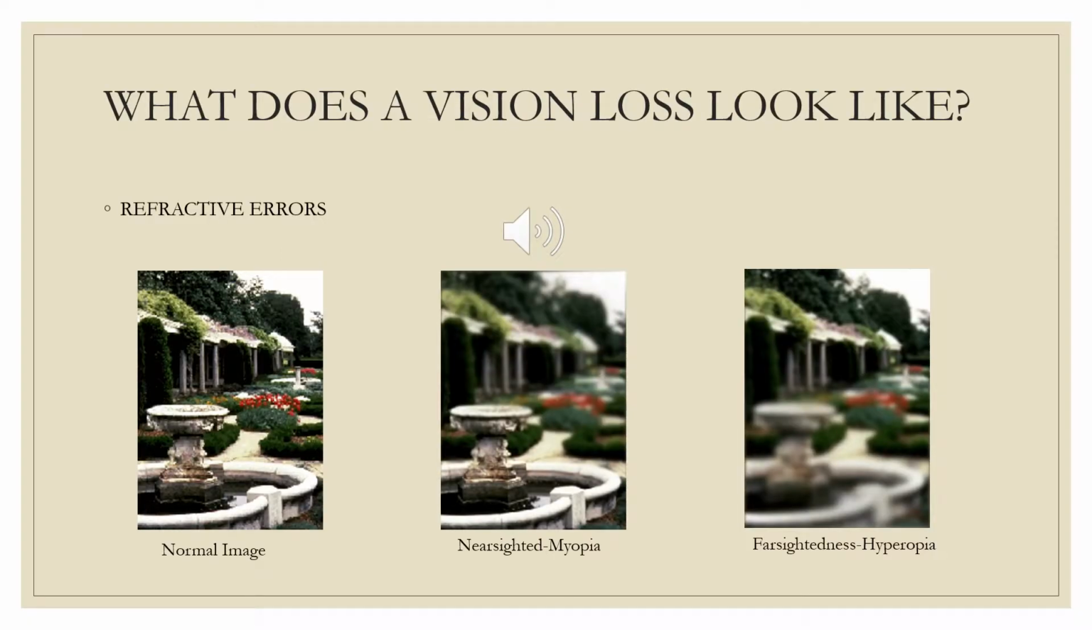I hope the video gave you a good idea of what a student or a person with visual impairment lives like on a daily basis. The following are pictures of refractive errors. The first picture is of a normal image that someone with 20/20 would see. The second picture is of nearsightedness, or myopia. As you can see, the images in the distance are somewhat blurred. The third picture is farsightedness, or hyperopia, and the images in the near vision are blurred.